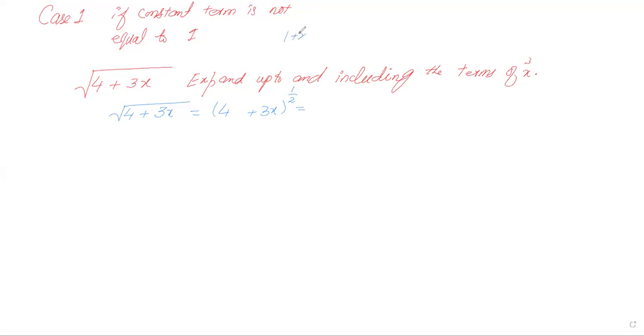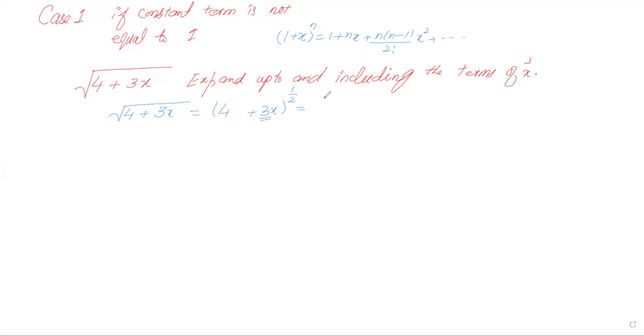1 plus x raised to power n is equal to 1 plus nx plus n into n minus 1 over 2 factorial x square, and so on. That formula is only applicable when you have the whole power negative or fraction or both. Second thing is that the first term must be 1. That constant term must be 1, so I have to make it 1.